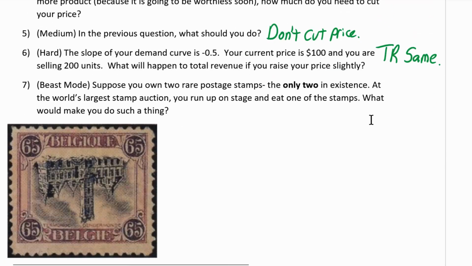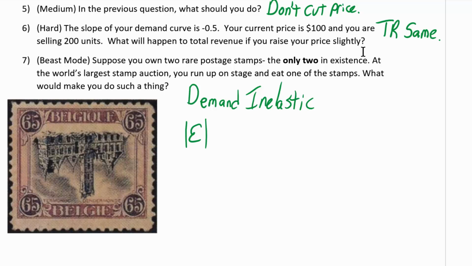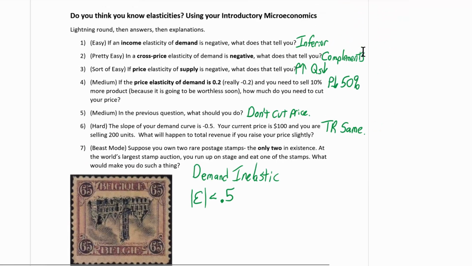Question number 7, beast mode. Suppose you own 2 rare postage stamps, the only 2 in existence, and you ate one of them. Why would you do this? Well, the only thing that would make you want to do this is if you believe that the demand for these stamps is inelastic, and more particularly, you think that the elasticity coefficient in absolute value, because it's going to be negative, but you think the elasticity coefficient in absolute value is less than 0.5. So those are our answers.